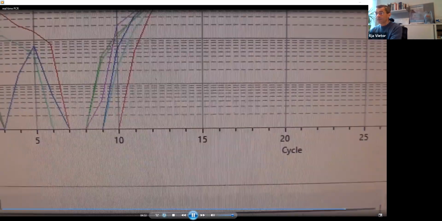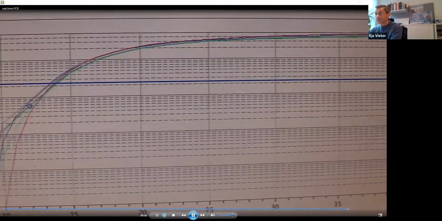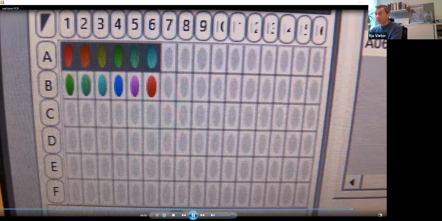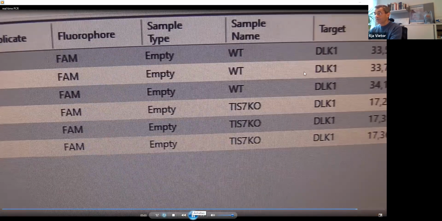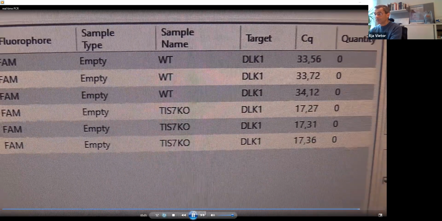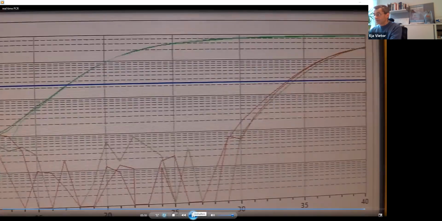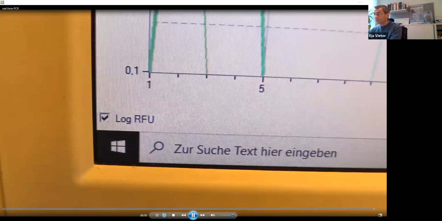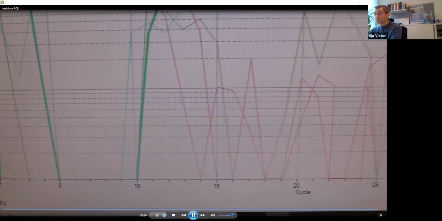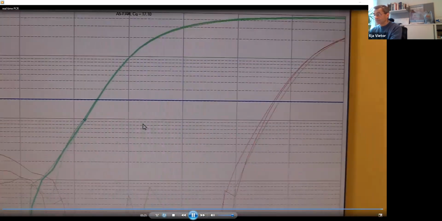And here you see 6 lines for the whole, so that was 13 and 13, and this is for the DLK1, and there you see 33 versus 17, so there is the big difference. Now we are coming to the end of the quantification. You can export this data in Excel format and then do the quantification itself.